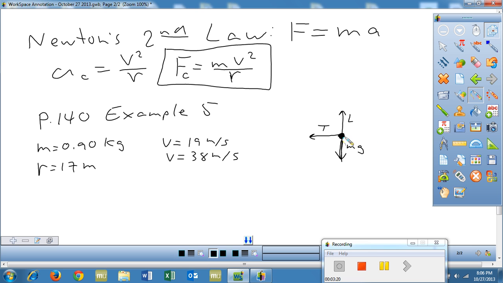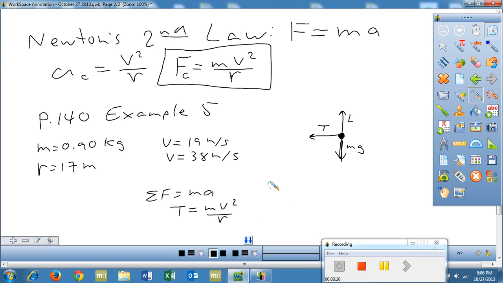Because the airplane is accelerating inward towards the center of the circle, we would expect that the sum of the forces is going to equal the mass times the acceleration. So in this case, T, which is the only force in the horizontal plane, has to equal mv squared over r. So this is quite simple.